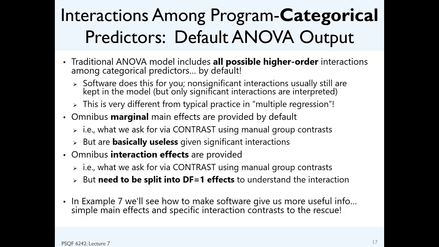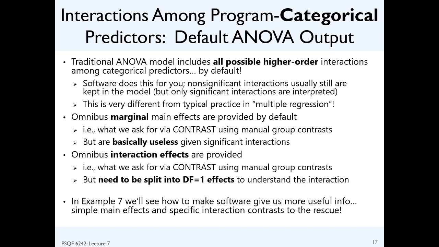So the default ANOVA output when you have interactions among categorical predictors is to make all of the main effects marginal. So it would average, marginalize across the other variable in giving you the main effect of each predictor. So it's not for any specific group, it would be on average, which is basically useless when it comes to interpreting interactions.